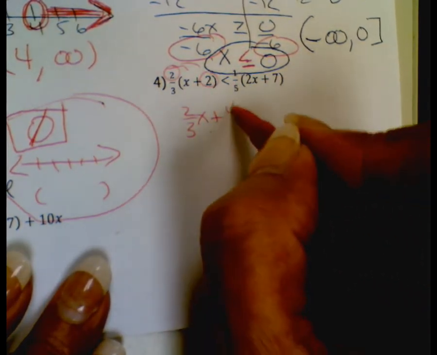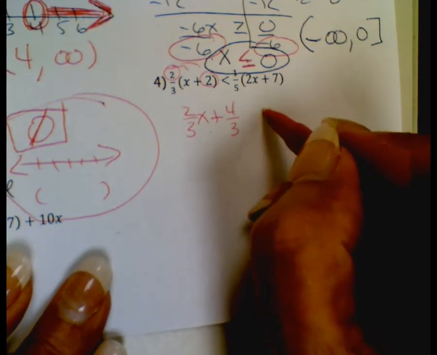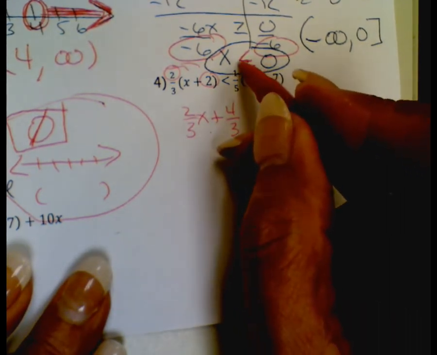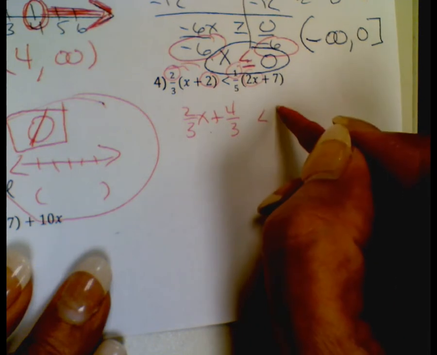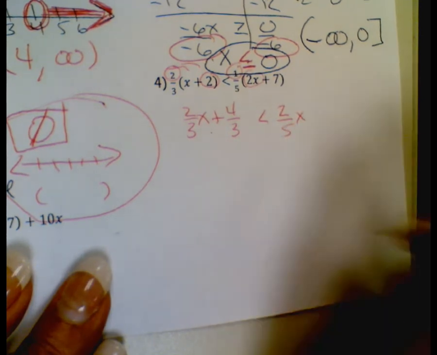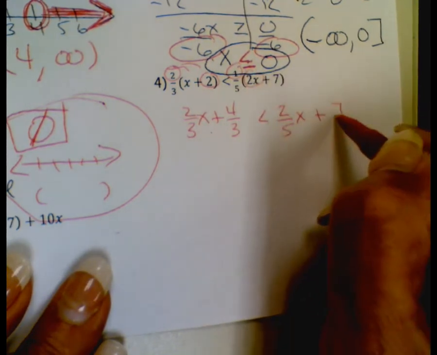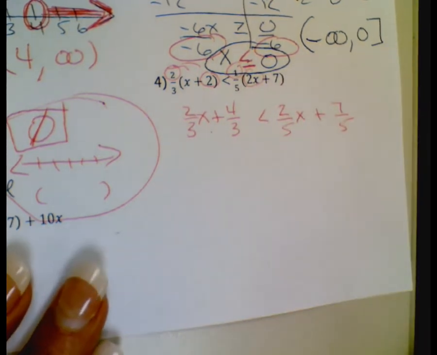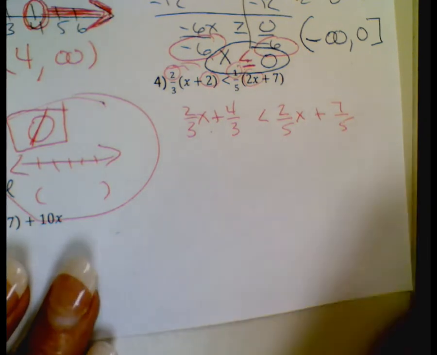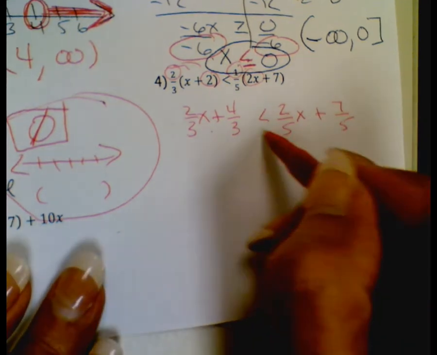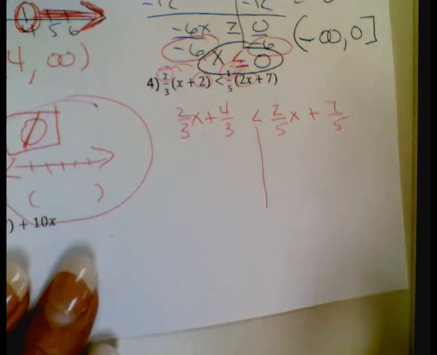So this next one, 2/3 x plus, do that on your calculator or just multiply the top number by 2 and get 4/3 is less than, multiply the top number by 2x, that's 2 over 5x, plus multiply 1 and 7 and get 7/5. Get your calculators out, double check that. Now you've got to get the x's on the same side. So we're going to subtract 2/5 x.